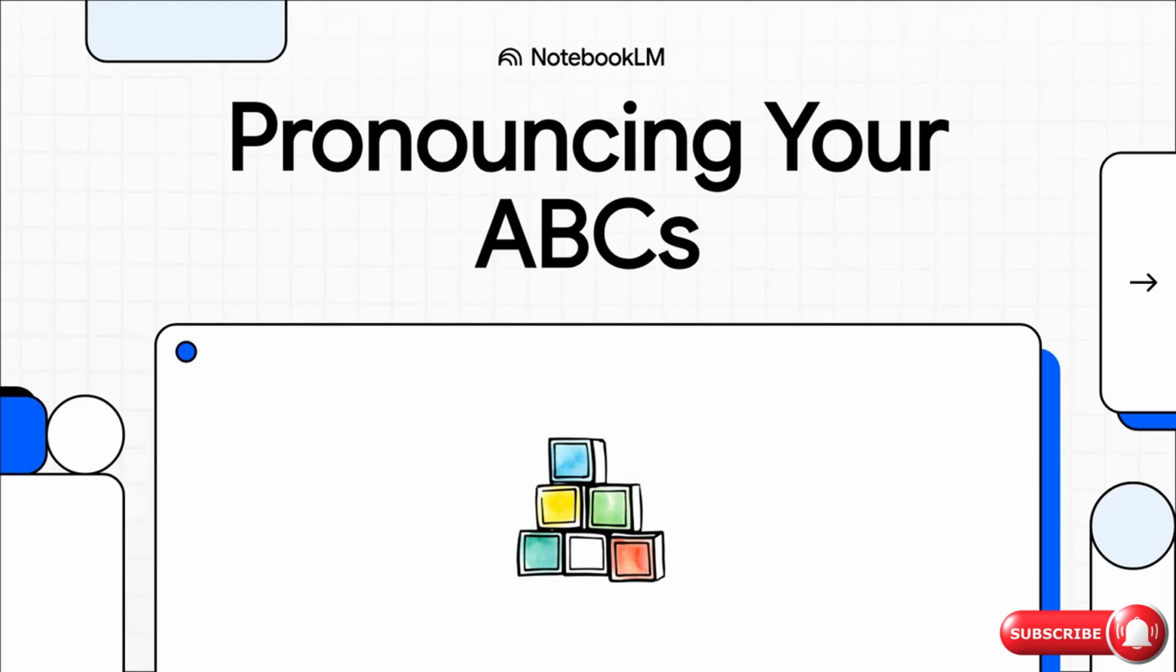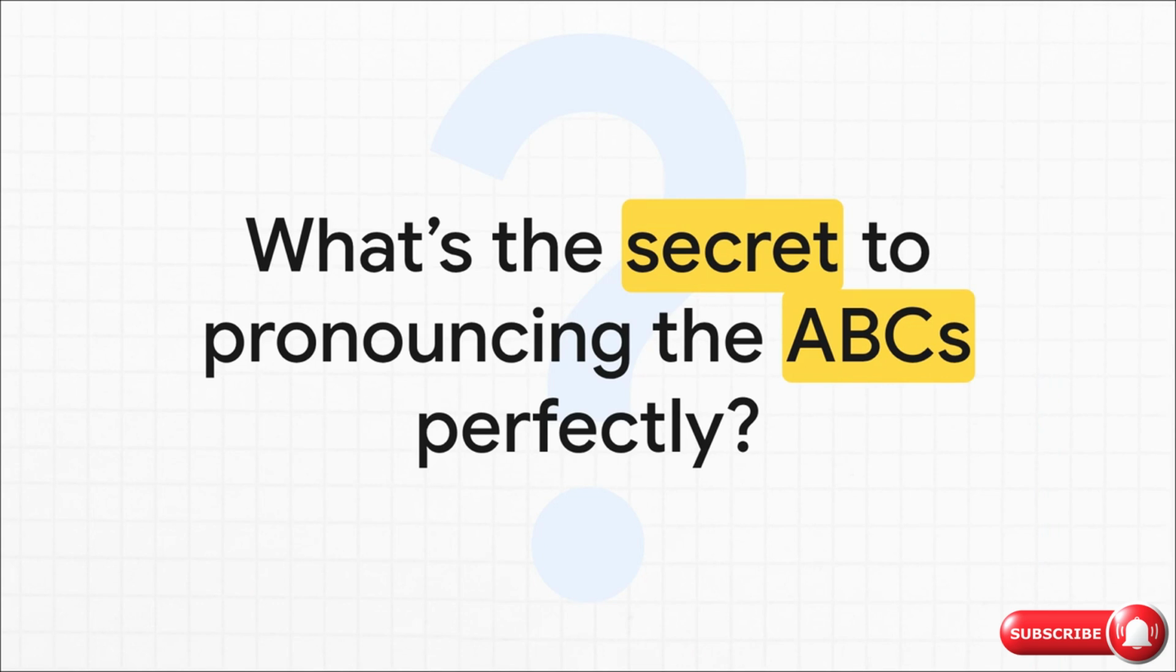Hey there and welcome. Today we're jumping right back to basics to really master the foundation of English, the alphabet. Our goal is super simple, to nail the names of all 26 letters so you can speak clearly and with a ton of confidence. So, what's the actual secret to getting this down? You'd think it would be easy, but honestly, for a lot of people, getting every single letter name just right can be a bit of a challenge.